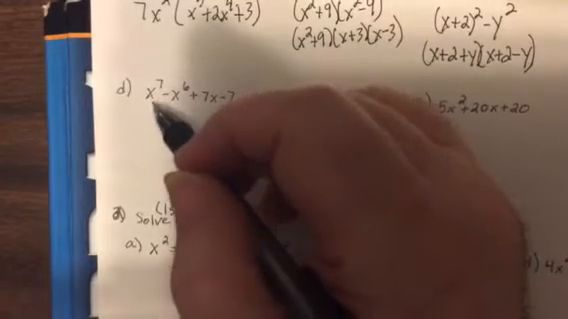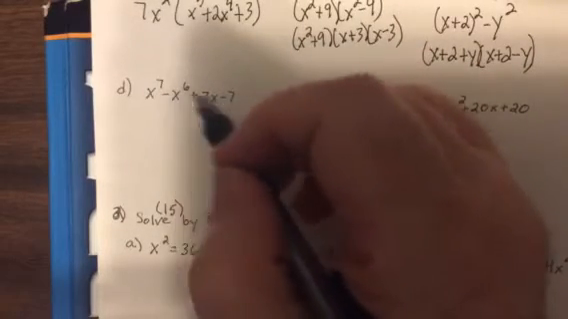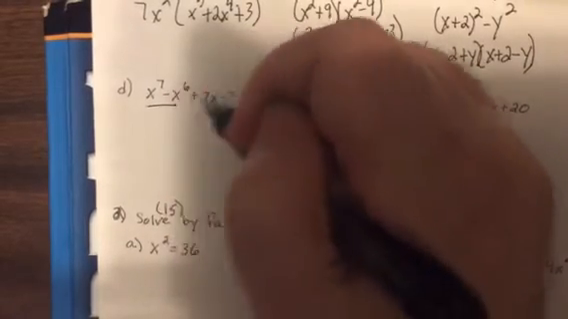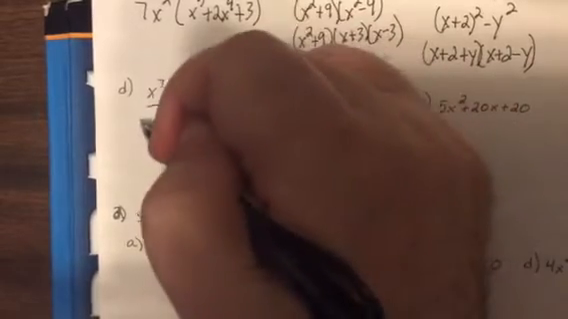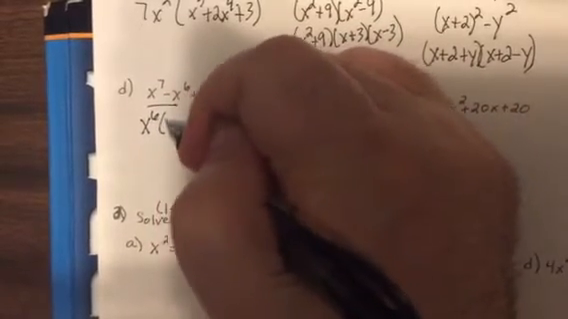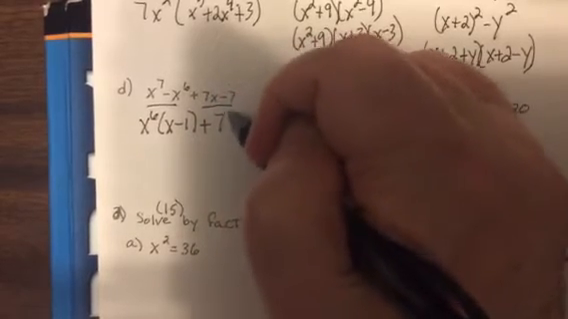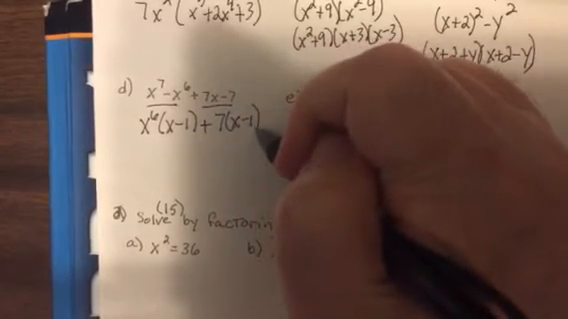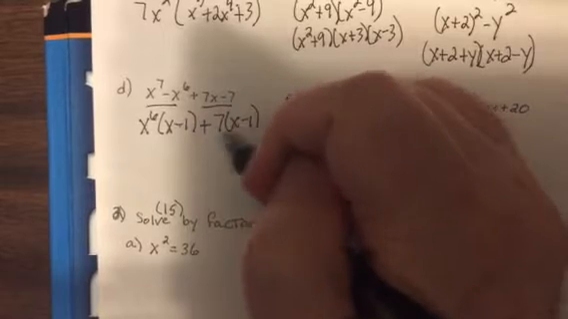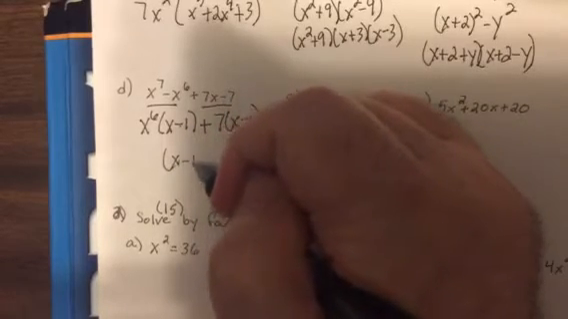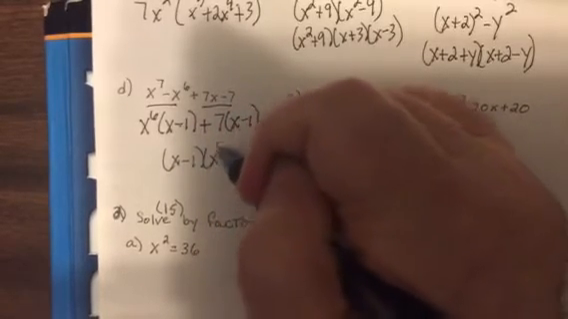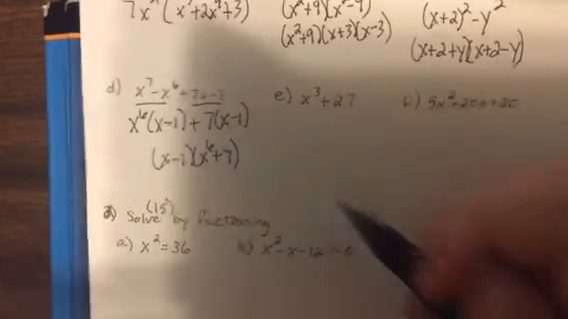Now this one, I don't see any minus squares, and this doesn't really look like it goes together, so I'm going to do a 2 and 2. So that'd be x to the 6, x minus 1, plus factor out the 7, x minus 1. So the common term is x minus 1, so it'd be x to the 6 plus 7.